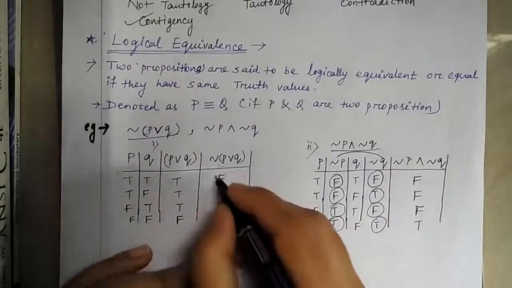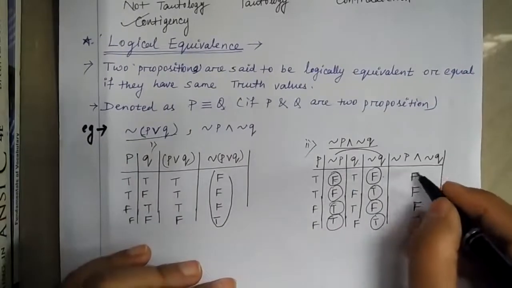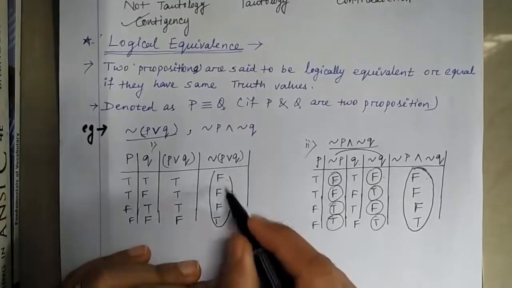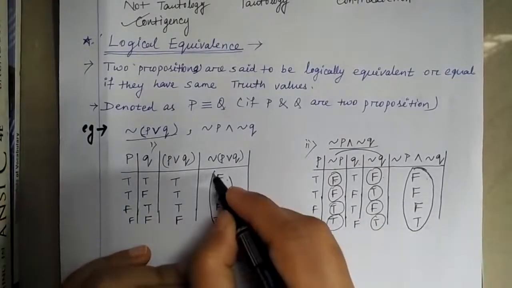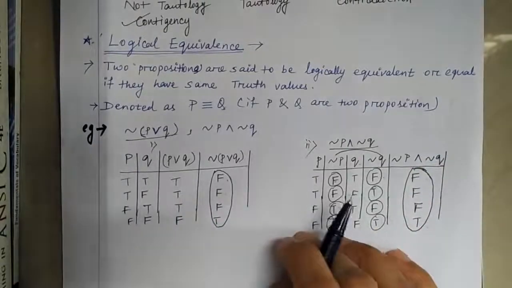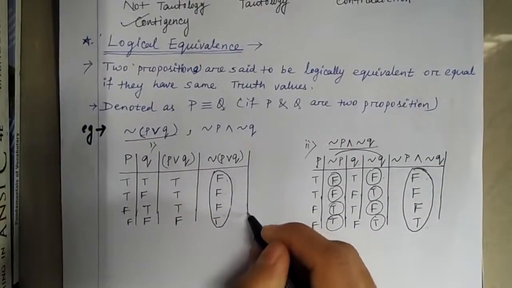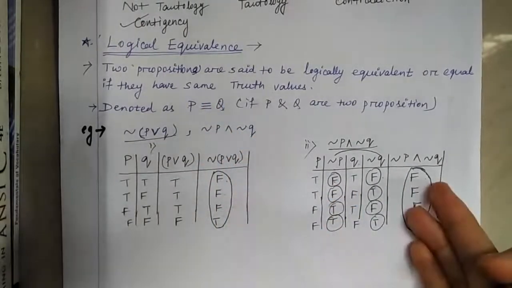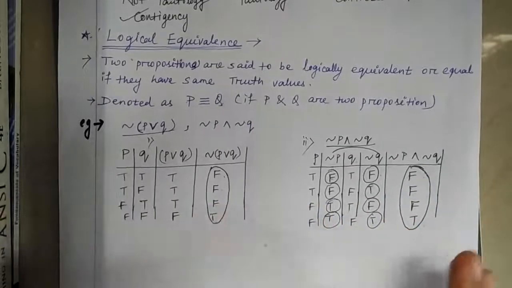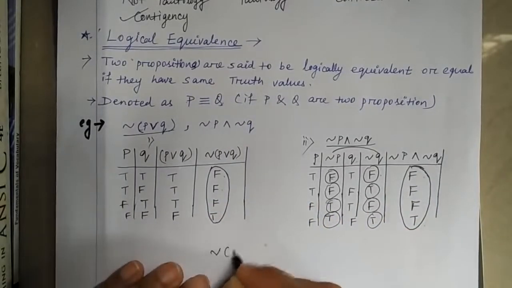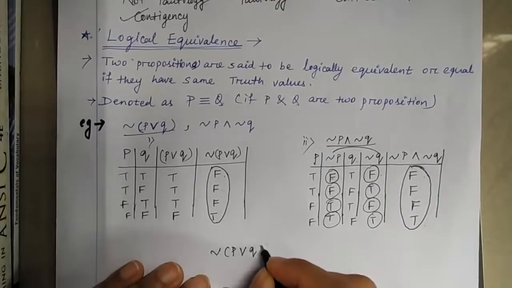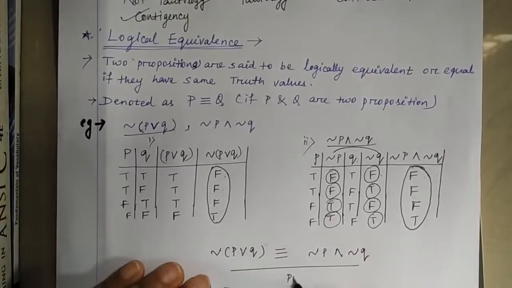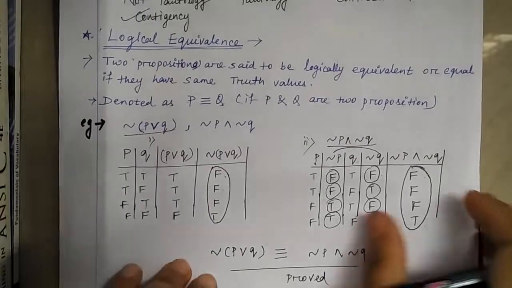So when you see the last column of the first expression and the last column of the second expression, it is exactly the same, right? Three false, one true; three false, one true. So according to the definition, if the last column obtained in both expressions has exactly the same truth values, they are called logically equivalent. So here we can write that negation of (P or Q) is equivalent to negation of P and negation of Q. So this is proved here. Clear?